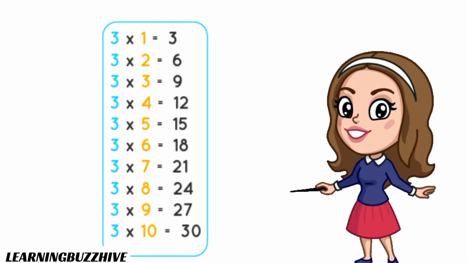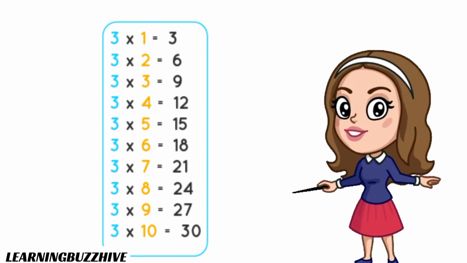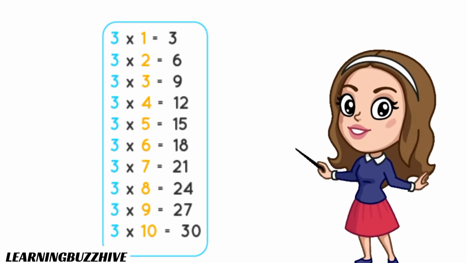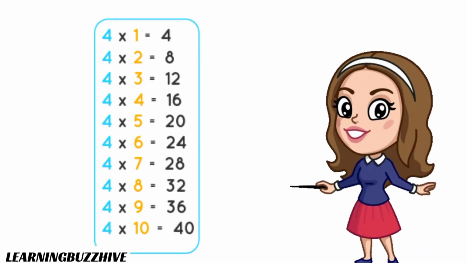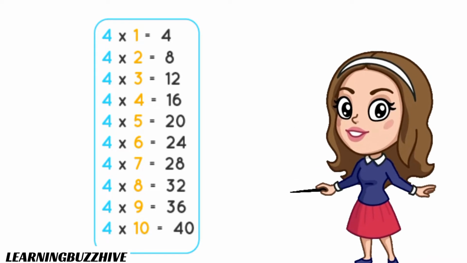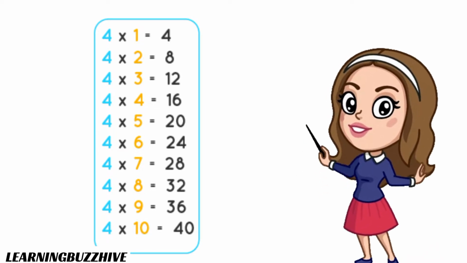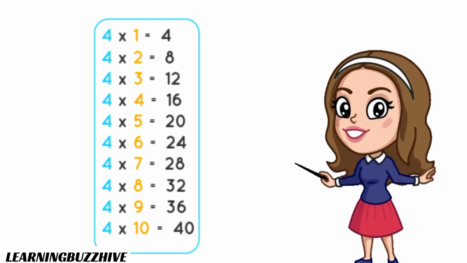3 9s are 27. 3 10s are 30. 4 1s are 4. 4 2s are 8.